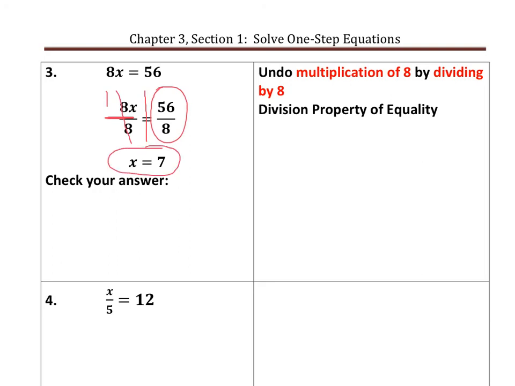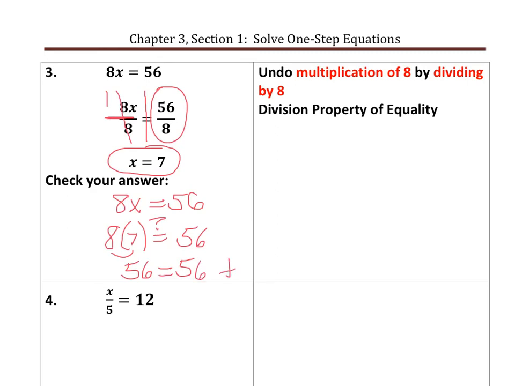Let's check our answer. Go to the original equation, 8x equals 56. Substitute in 7 for x, so 8 times 7 equals 56. Again, I'm asking myself a question. Are these equal? 8 times 7 does equal 56. So I do have equality. This is a true statement. So I feel good that x does equal 7, and I've checked my answer.